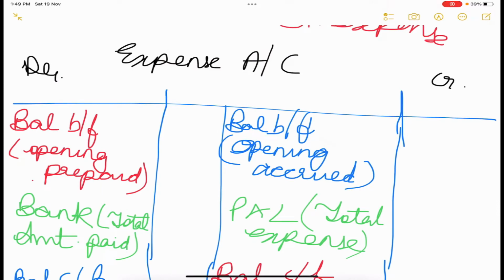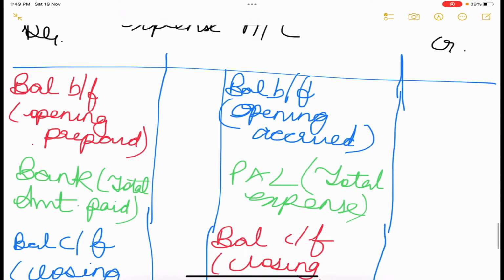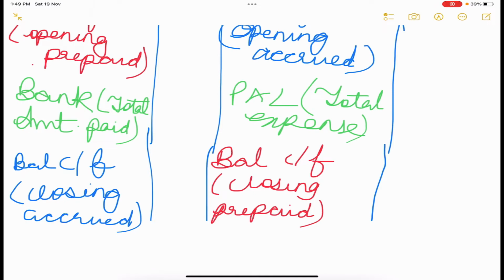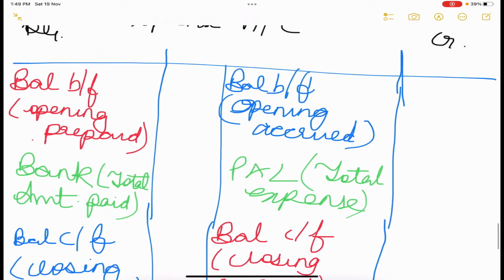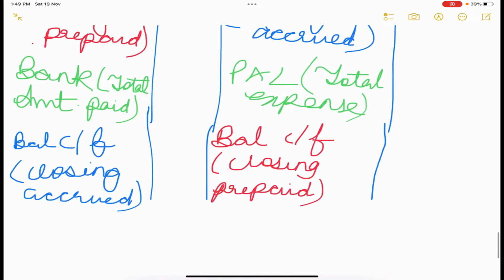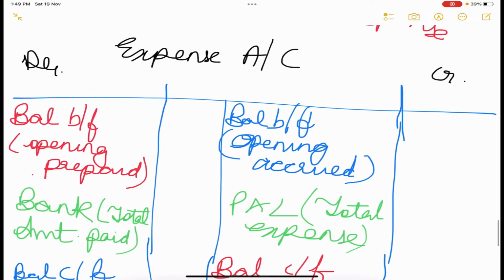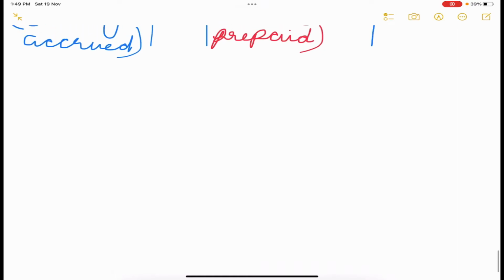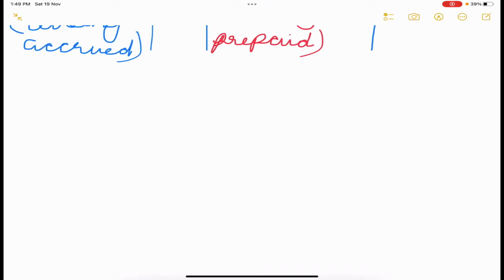This is really easy. You just have to make it 2-3 times, and then you will be able to remember the format. So we have an expense account, and on the debit side the balance is opening prepaid, cross it down, and on the opposite side we have closing prepaid, and then on the right side opening accrued, closing accrued. On the left side we have bank, which is the total amount paid, and P&L, which is the total expense of the year. Pause the video right here and make the expense account by yourself.